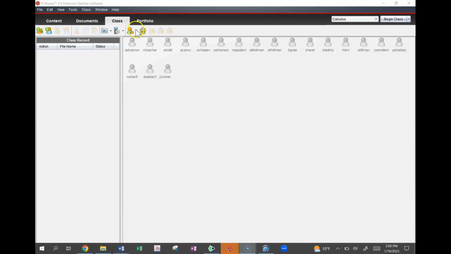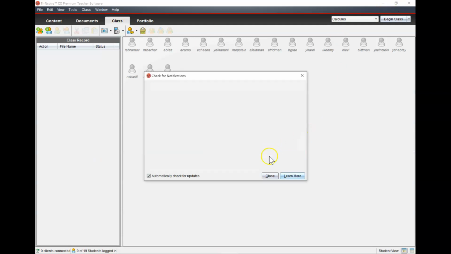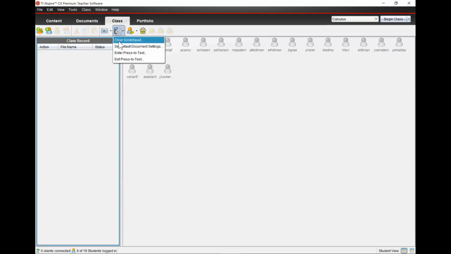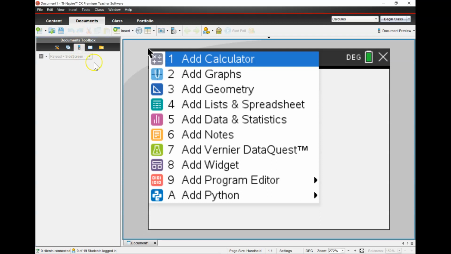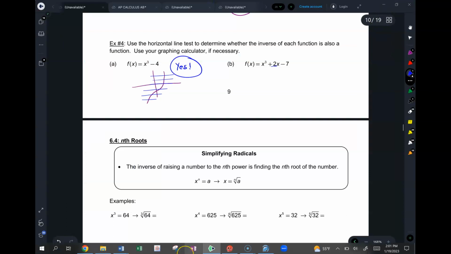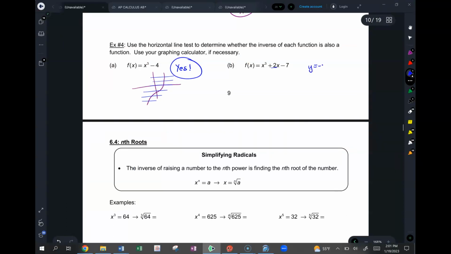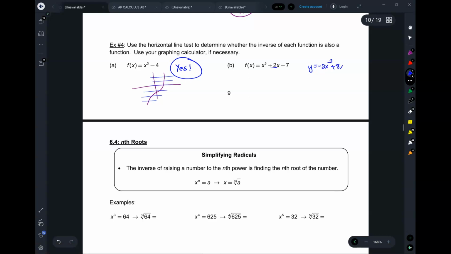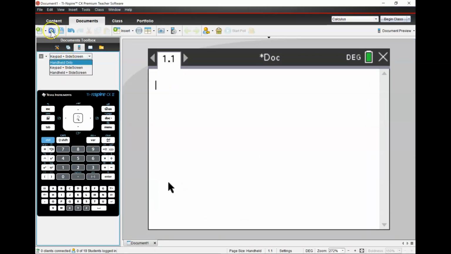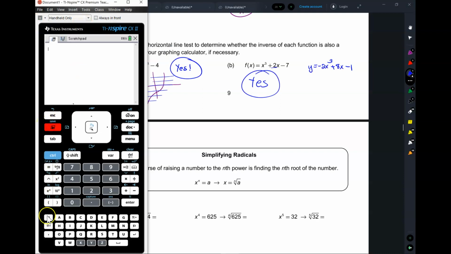I want you to be able to see it. Let's graph this one, y equals negative 2x cubed plus 8x minus 1. The x cubed plus 2x minus 7 does have an inverse function. What about negative 2x cubed plus 8x minus 1? That's a definite no. Do you see that?